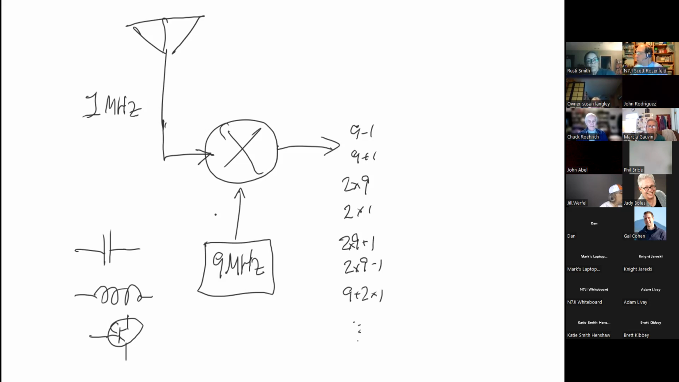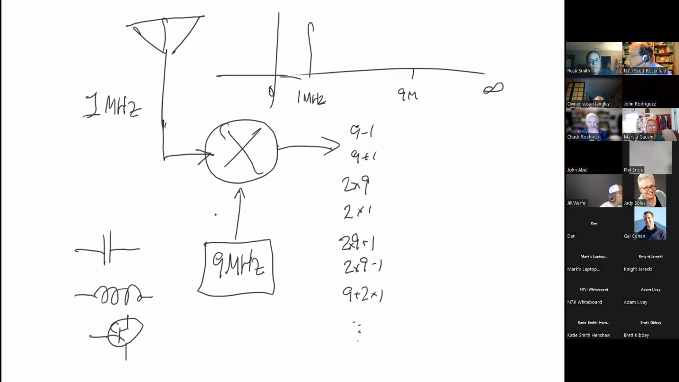Typically, what comes out of a mixer is a very big combination of frequencies. So if I had on a frequency chart, 0 up to infinity, if I had 1 megahertz right here and 9 megahertz here, and those were both going in, the stuff that would be coming out would be like this. There'd be frequency spikes all over the place.